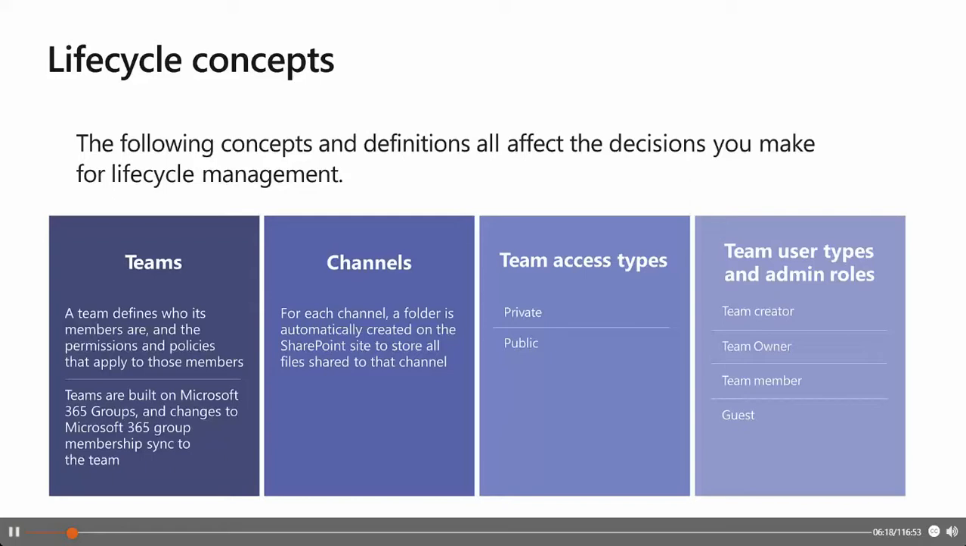Then we have the team user types and the admin roles. The team creator specifically has the permissions to create a group or team in the directory. But it's mainly done so that the admin can constrain this user type to a subset of admins or users, for example. Then we have the team owner that manages the membership and settings for the team, and there can be as many as 100 team owners per team itself. So we have here a limitation of 100 people that can own this specific role.